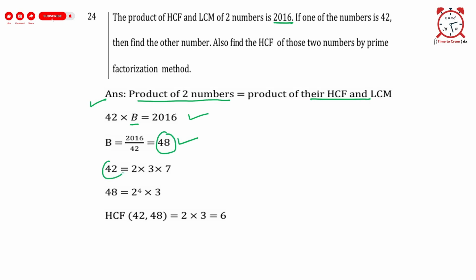Now we have to factorize both numbers, 42 and 48. 42 is already given here and 48 we found from the calculation. So these are their prime factorizations. From their prime factorizations, 2 into 3 equal to 6 is the HCF. So here, students, we have completed main questions number 2 and 3. Now in the next video we will continue with question number 4.